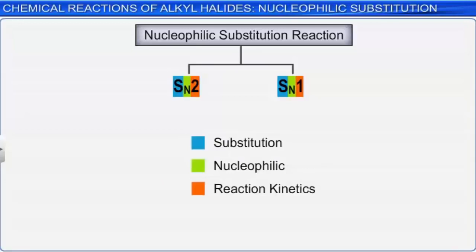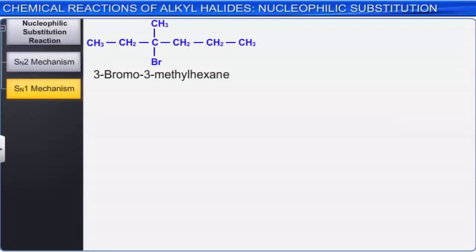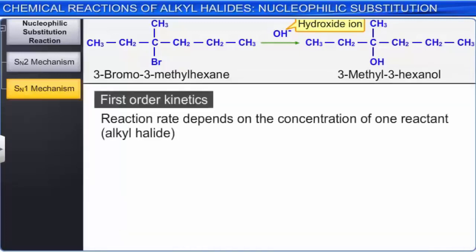Now, it's time to turn our attention to the other mechanism called the SN1 reaction mechanism. The reaction between 3-bromo-3-methylhexane and hydroxide ion to yield 3-methyl-3-hexanol can be taken as an example of an SN1 reaction. The reaction shows first-order kinetics, as the reaction rate depends only on the concentration of the alkyl halide and not on the concentration of the hydroxide ion. The reaction occurs in 2 steps.